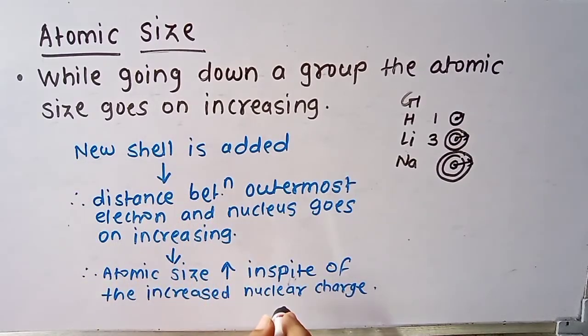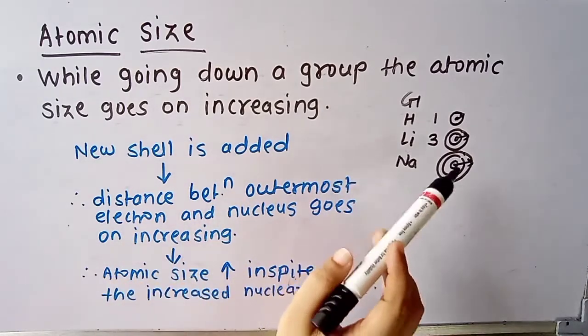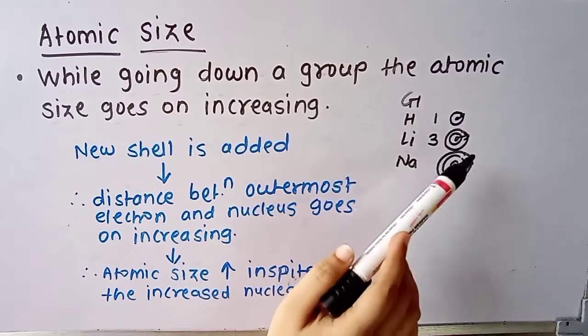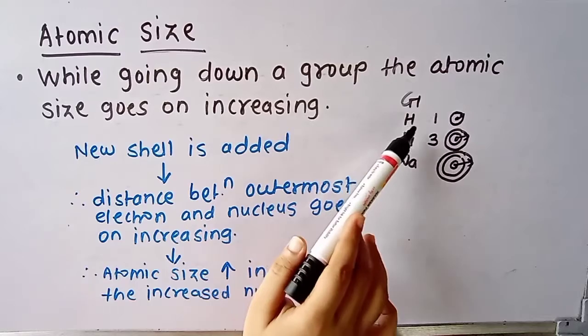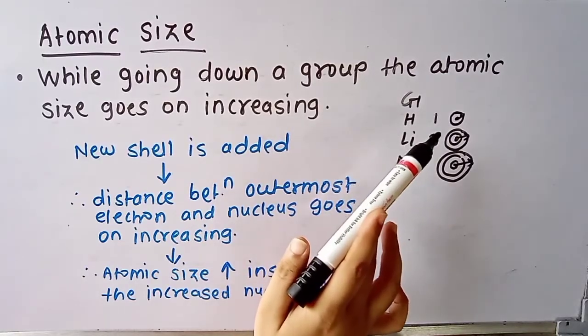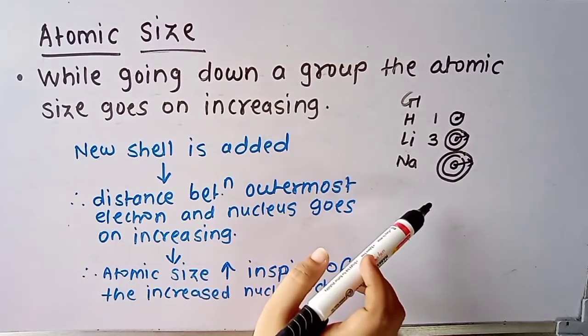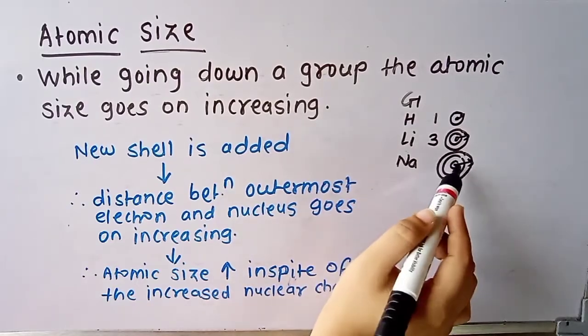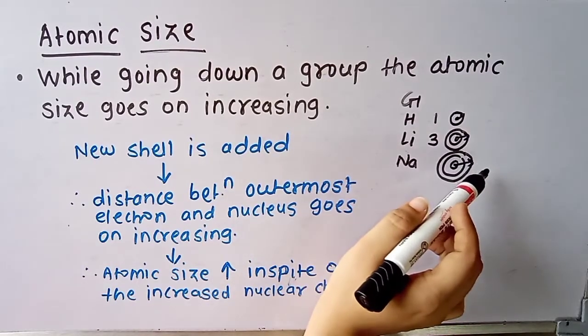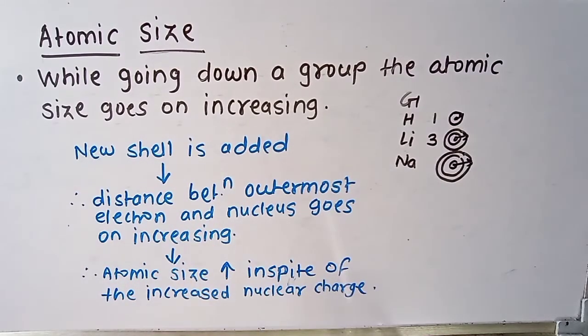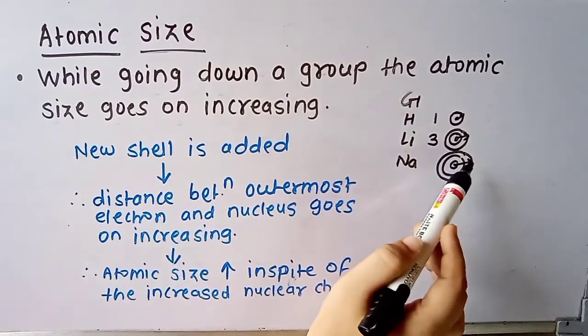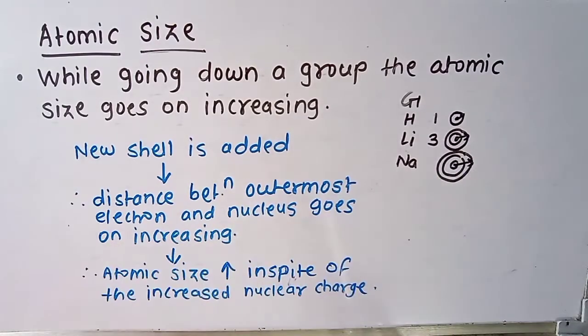There should be a great nuclear pull, yes or no? But why is this happening? Because here a new shell gets added every time while going down a group from top to bottom. If you see, the number of shells is increasing, yes or no? So the distance between the nucleus and the outermost shell goes on increasing, yes or no? And we have already seen that atomic radius means what? The distance between the nucleus and the outermost shell, yes or no?